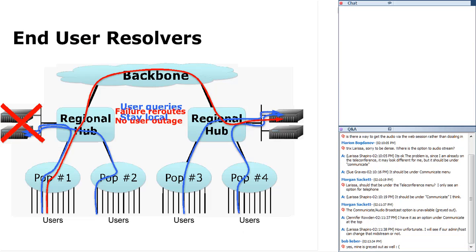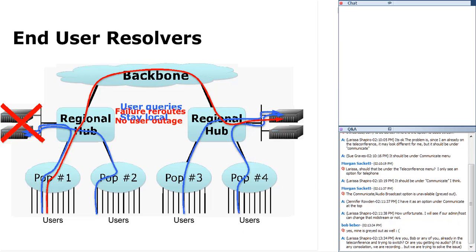In normal operation, without the red cross on the left side, users from POP 1 and POP 2 would go through the regional hub on the left and be directed to the servers on the left. Whereas the users hanging from POP 3 and 4 would go to the regional hub on the right and get service from the servers on the right.